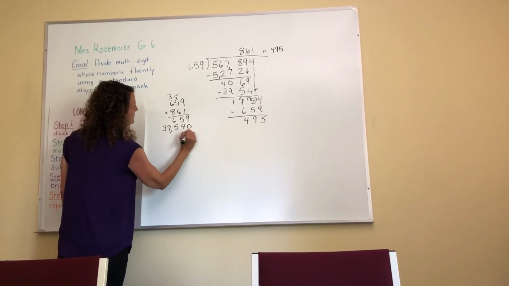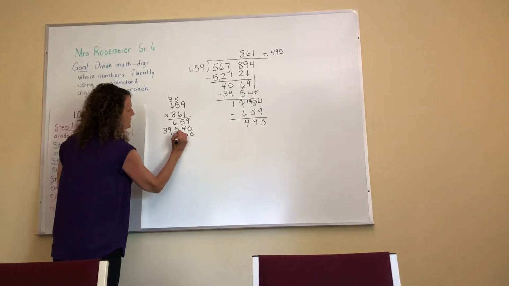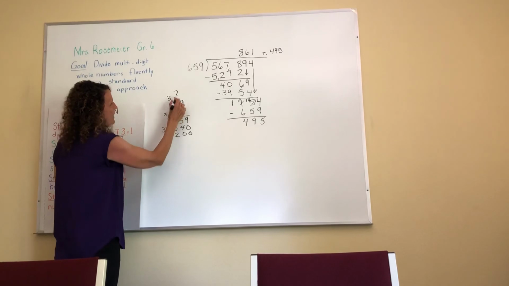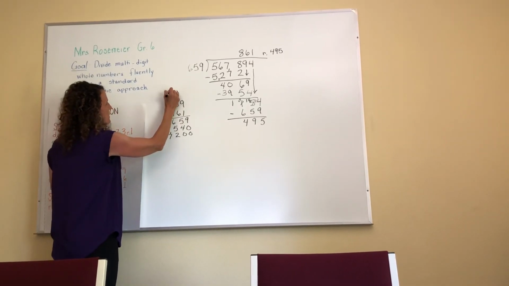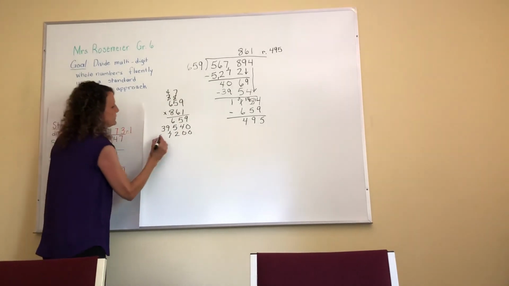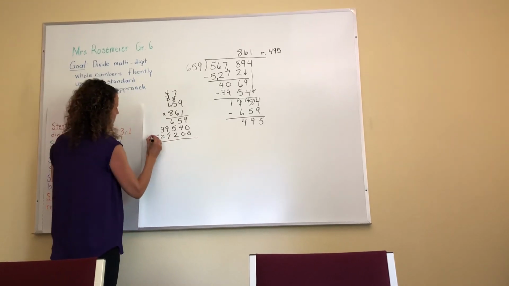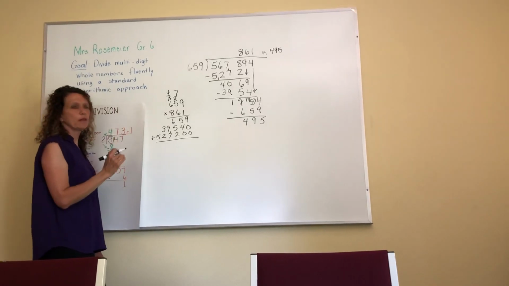All right, then we'll put in 2 placeholders. We've got 8 times 9 is 72. 8 times 5 is 40, plus 7 is 47. 8 times 6 is 48, plus 4 is 52. All right? And then we add our numbers. Make sure you line those numbers up correctly.